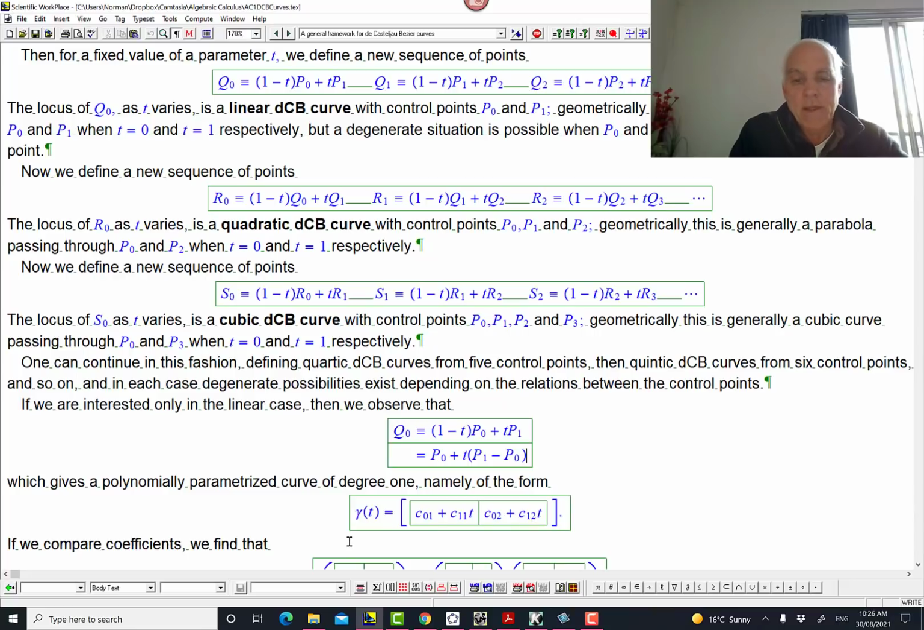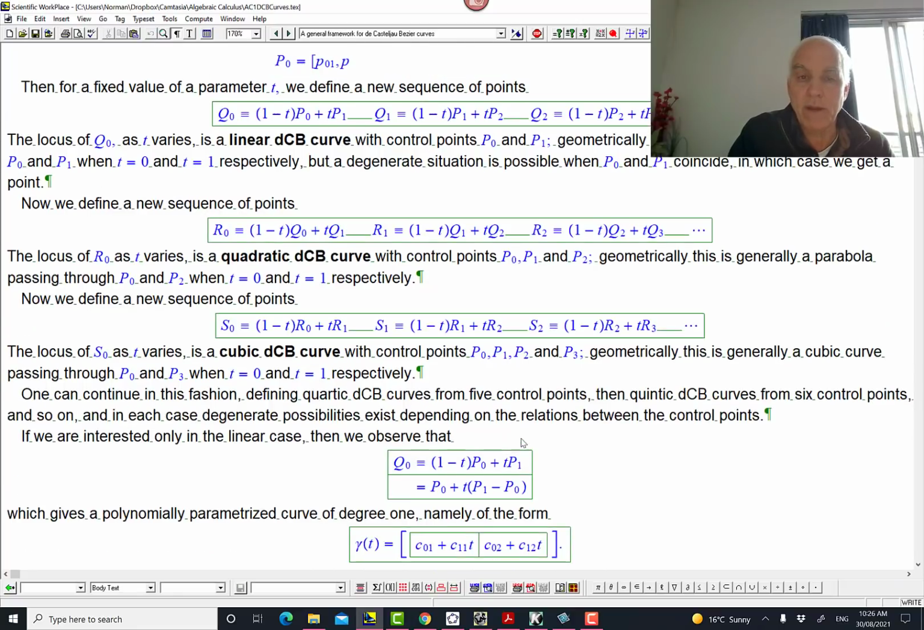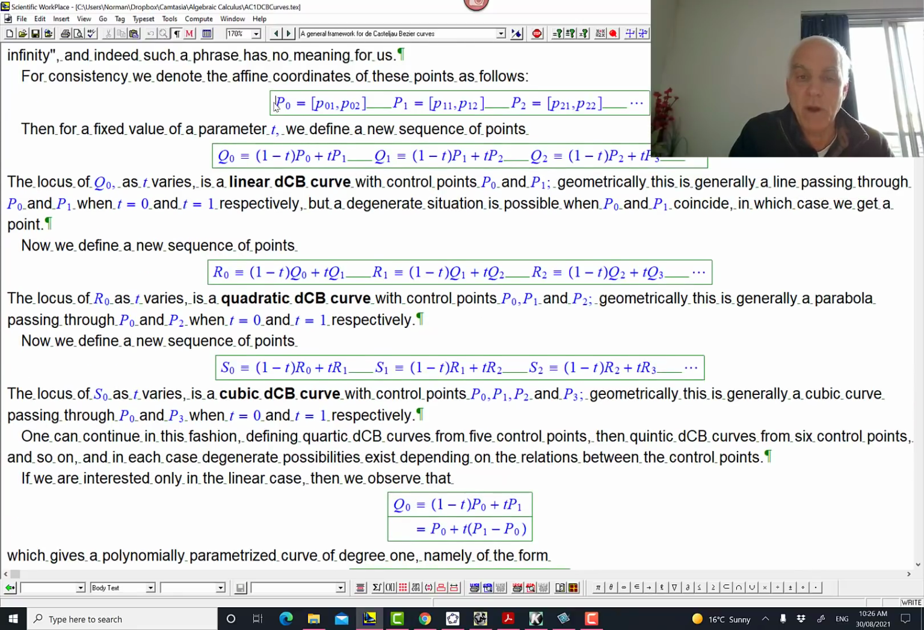Okay, now if we compare coefficients, we can write this locus of Q0 in terms of polynomials like this, but we can also go back up to Q0. Here's Q0 in terms of P0 and P1, or I guess it's the same right here. There's Q0 expressed in terms of P0 and P1. And we know what P0 and P1 were. Let me remind you of that. Here are P0 and P1. So we could write Q0 also in terms of these.